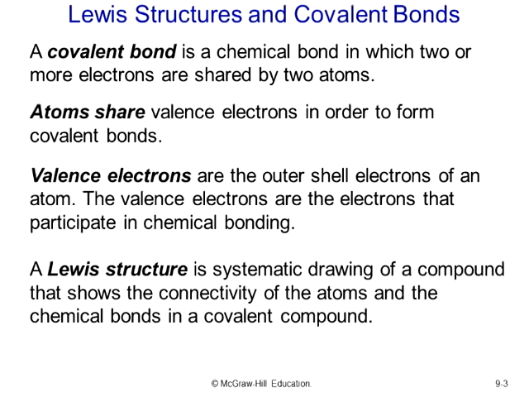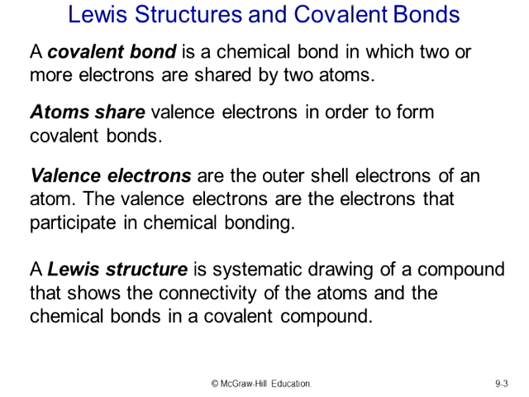Atoms share valence electrons in order to form covalent bonds. In other words, not all the electrons in the atom necessarily participate in bonding, but those that are known as the valence electrons participate. Valence electrons are the outer shell electrons of an atom. The valence electrons are electrons that participate in chemical bonding. So when a chemical bond is formed, that means the valence electrons have done their job. They have participated. And you've already learned in previous chapters how to identify valence electrons. So that brings us to a Lewis structure.